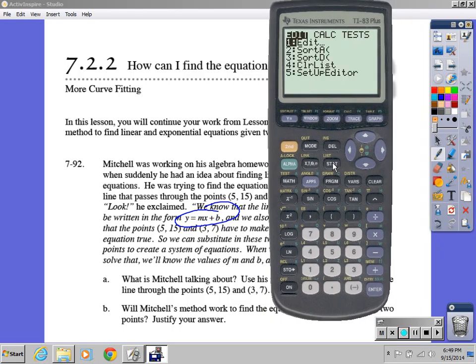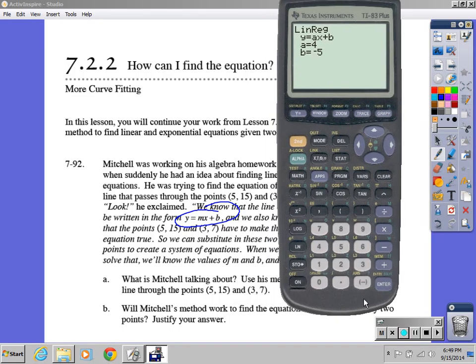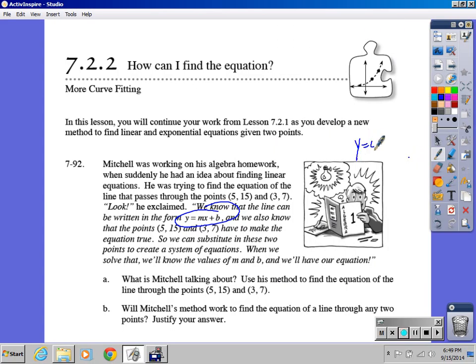We're going to go stat, calculate. This is linear, ax plus b, mx plus b. So we're going to choose linear regression, and we're going to hit enter. And it gives us our equation of 4x minus 5. So the equation here is y equals 4x minus 5. There's all kinds of other ways to go about finding that equation. However, that is probably the most effective and efficient way to do so.